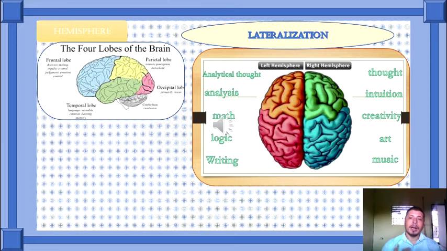And as I mentioned in the prior slide, the four lobes of the brain are the parietal lobe, frontal lobe, temporal lobe, and the occipital lobe. Each one has a specific function in the brain.